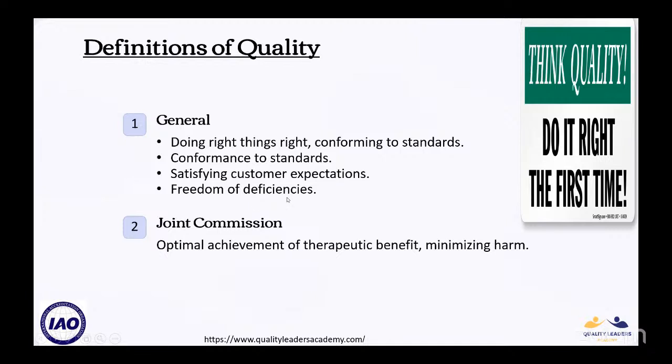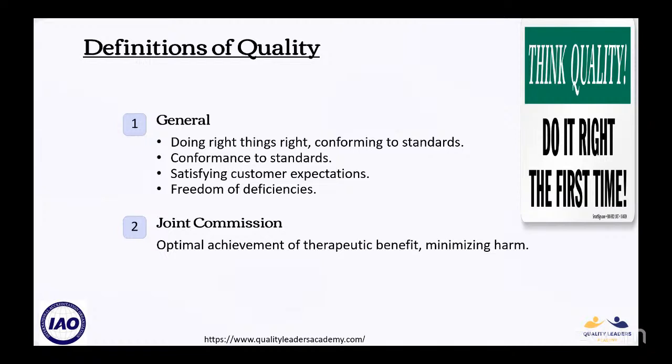Coming to the last general definition, this is freedom from deficiencies. In a way, this is Juran's influence on this particular thing. Joseph Juran, the quality guru. It's about minimizing errors, eliminating waste, and preventing things from going wrong.